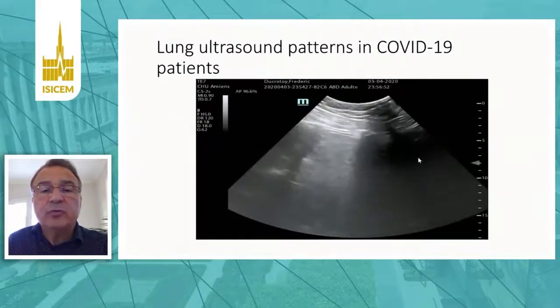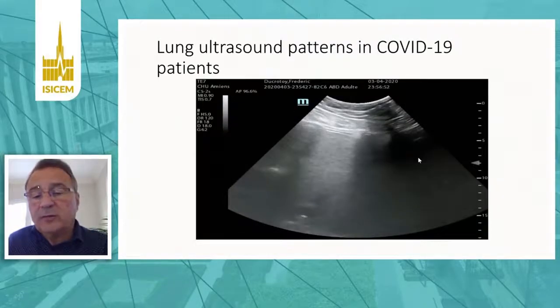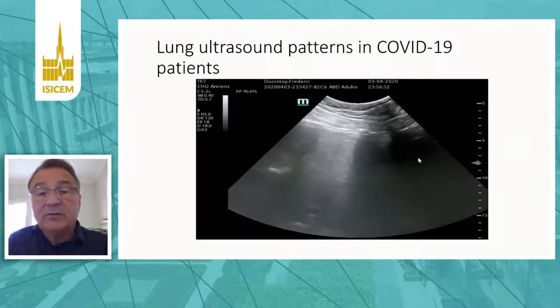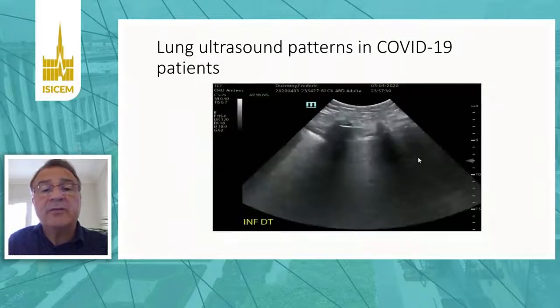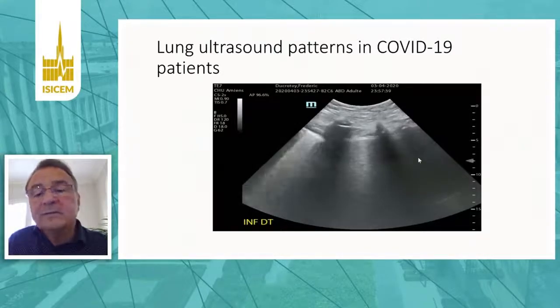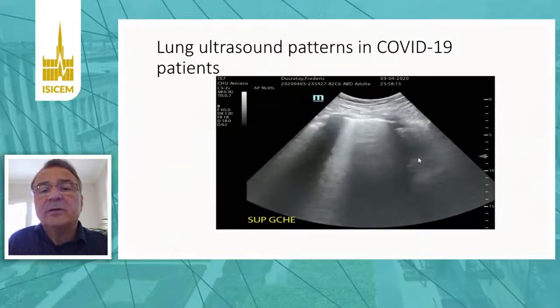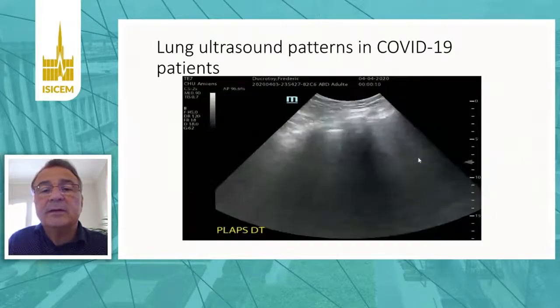I would like to show you some examples of lung ultrasound patterns in COVID-19 patients. You see here what we call the white line. It's merged B lines. Again, we analyze many different segments, and you have here a good image with B lines on the left hand side and white lung as well. Here you have very obvious B lines.